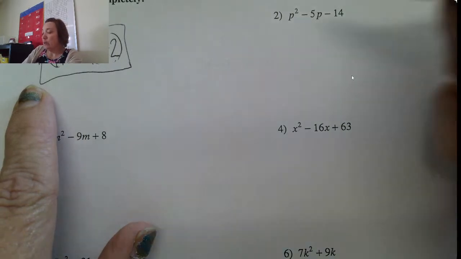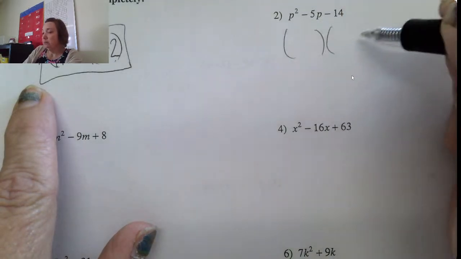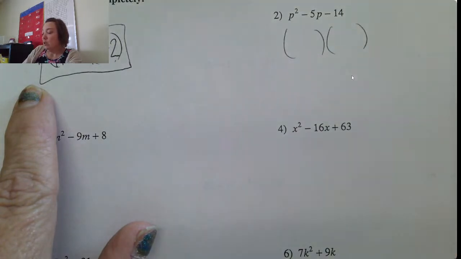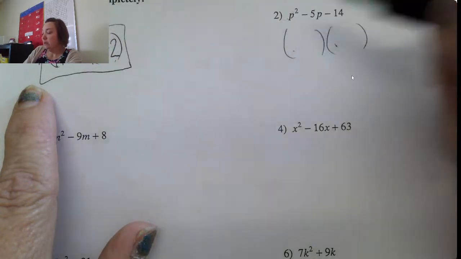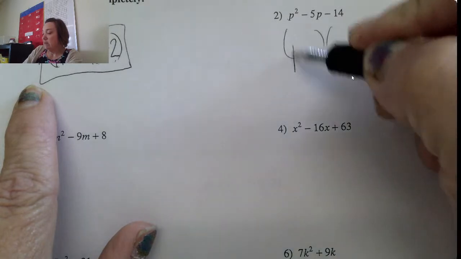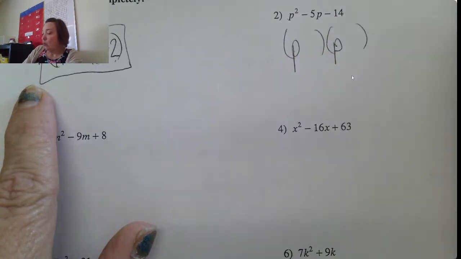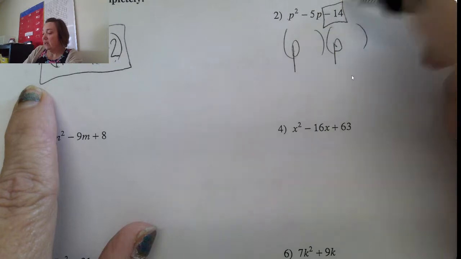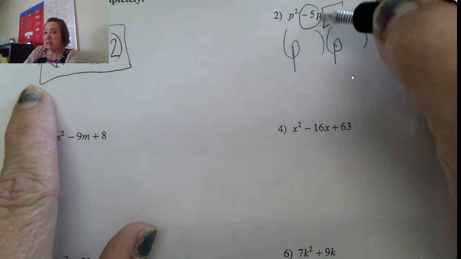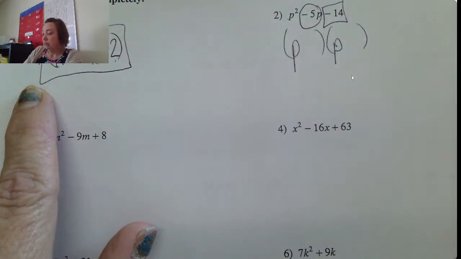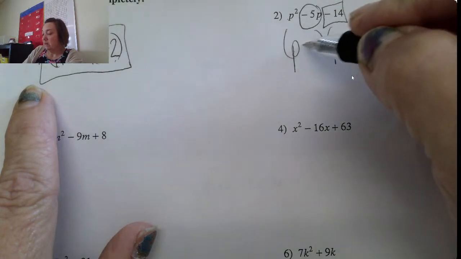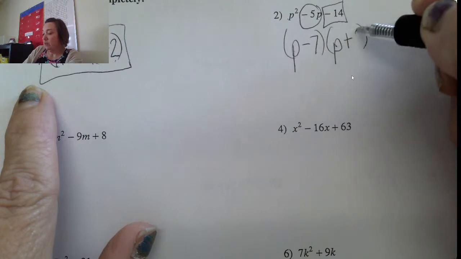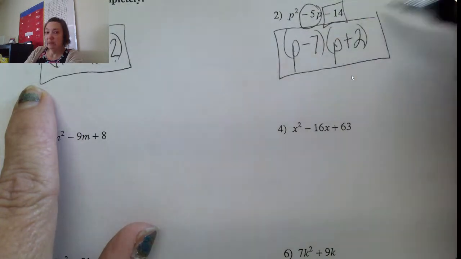So over here on this one, we're going to do the same story. All right? So what times what gives us p squared? P times p, right? And then what do we multiply to get negative 14, but adds to get negative 5? Negative 7 and 2. Negative 7, positive 2. And that's it. That's all we do, right?